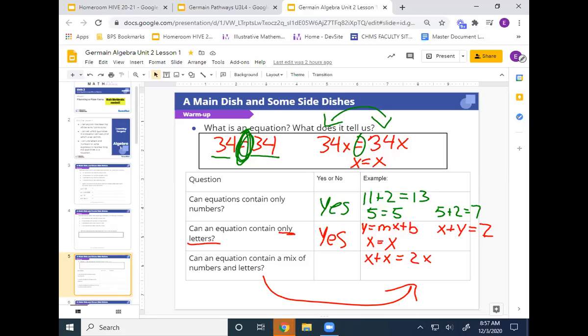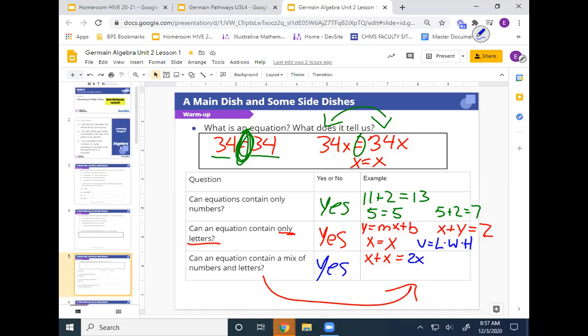Another example could be V equals, and then we could say V is equal to length times width times height. Boom. Okay, so if we look at this last one, can an equation contain a mixture of numbers and letters? If it can contain only letters and can contain only numbers, then we can say yes to this one as well. What is another example than the one that Junior gave us?